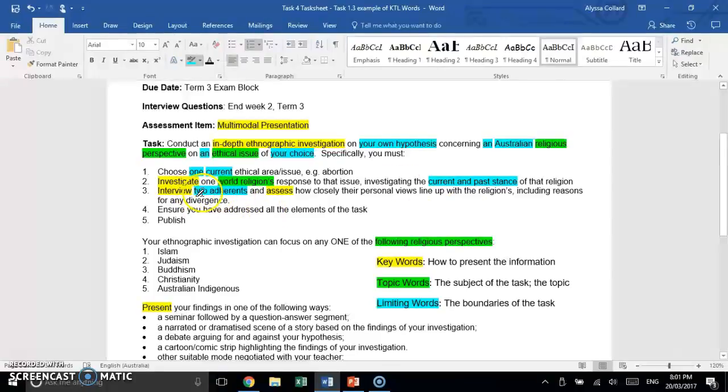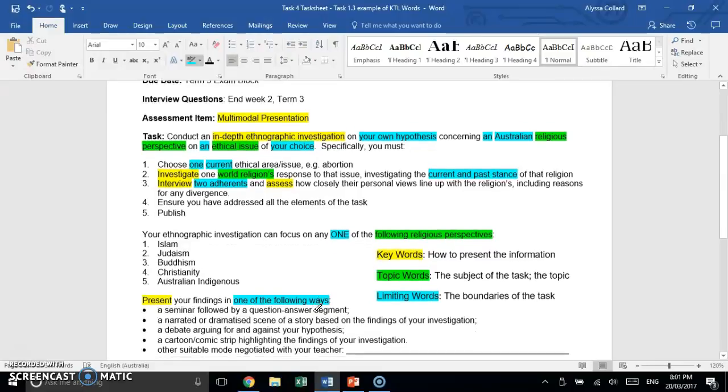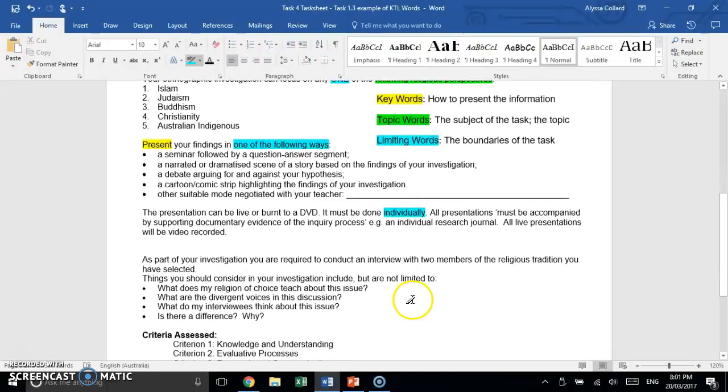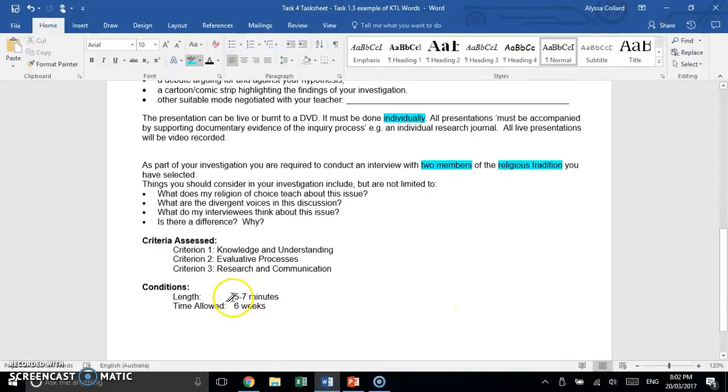Two. Adherence. The boundary is that you have to interview two people. One. And present in one of the following ways. Further down we'll see must be done individually, and with some extra explanation on the interviews, two members of the religious tradition. It's also important to note how long this presentation is supposed to be, or how many words.